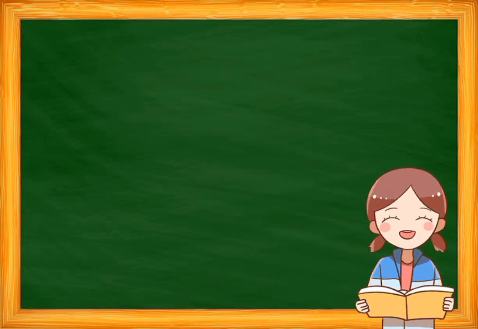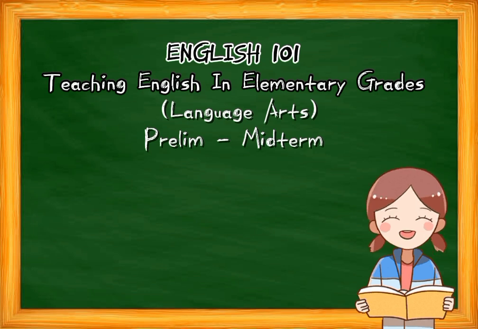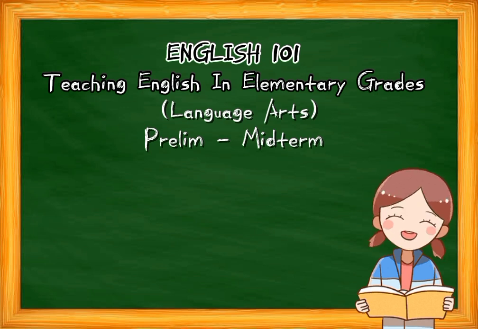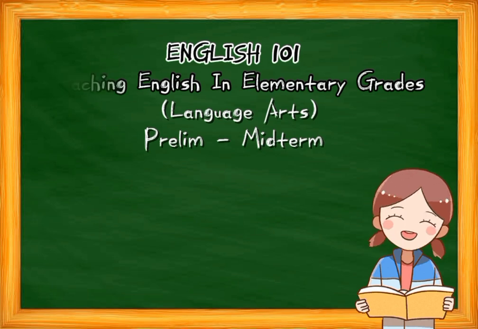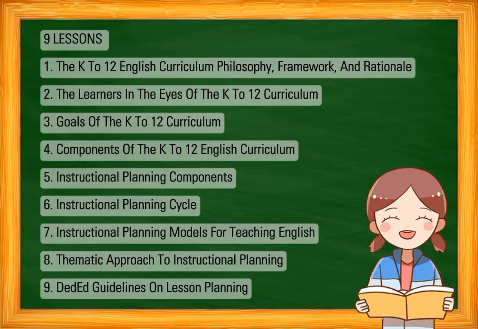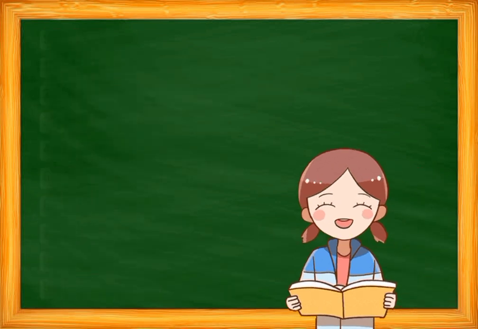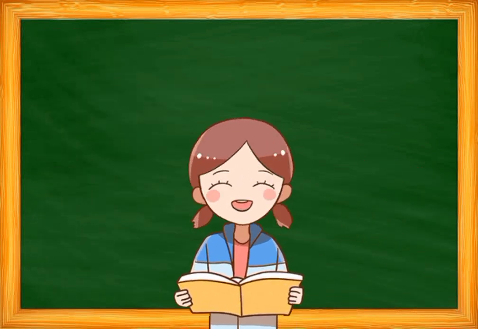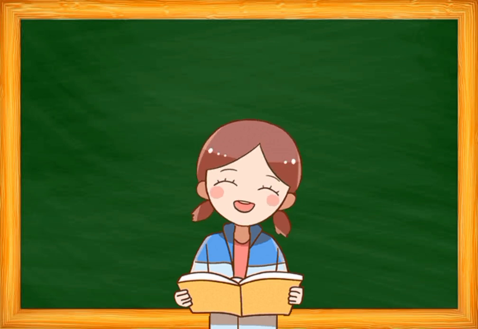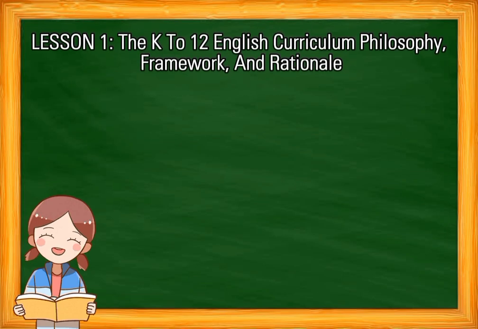And now, we will learn the prelim to midterm coverage of English 101 course with its full course description, teaching English in elementary grades, language arts. The prelim to midterm coverage of this course consists of 9 lessons. And now, let's find out what the content of each lesson is all about through a shorter and more direct explanation. Let's start with Lesson 1.